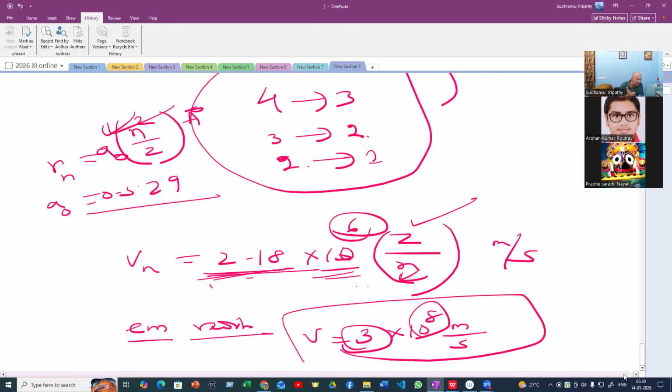If you don't remember, you can calculate it and find out. What is a naught in terms of SI and in terms of CGS? What is a naught?